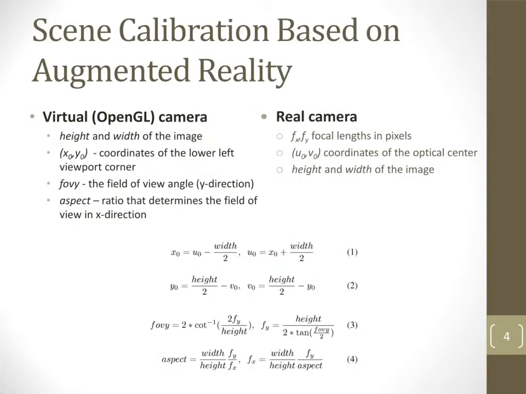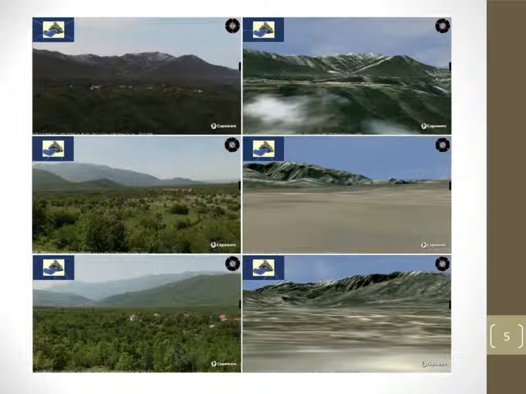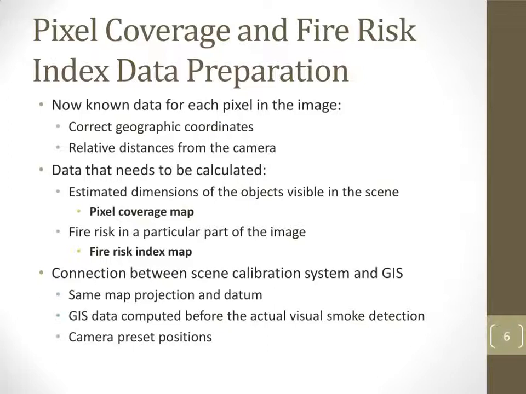We have developed a scene calibration system based on augmented reality that is used to find a link between the real world and the digital elevation model. To do this, it is necessary to find a connection between the virtual and real camera models. On this slide, we have several scene calibration results where real and virtual cameras share the same view. We can now, for each point in the scene, obtain the correct geographical coordinates and distance from the camera.